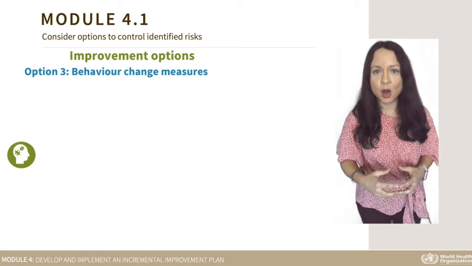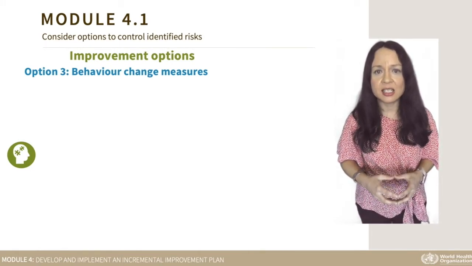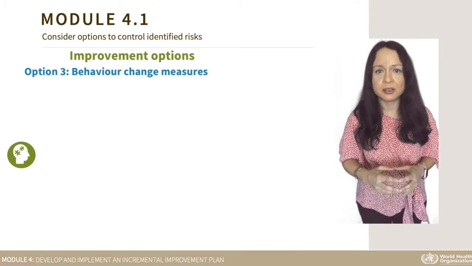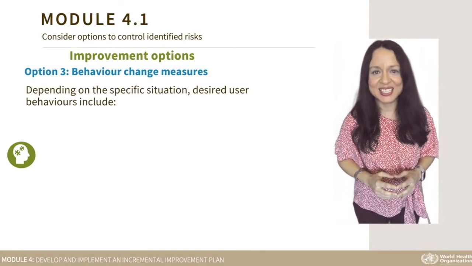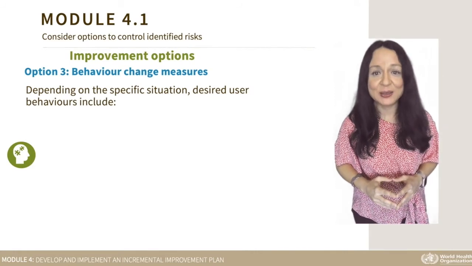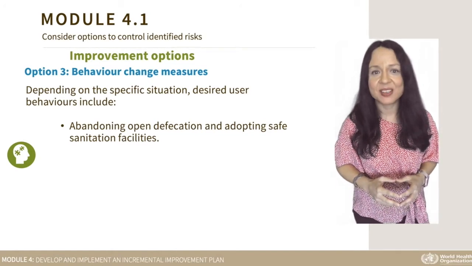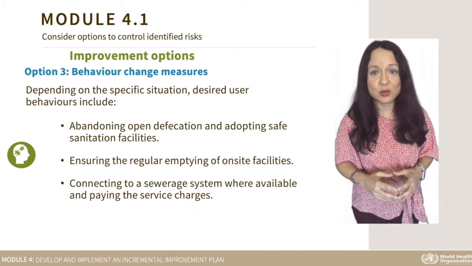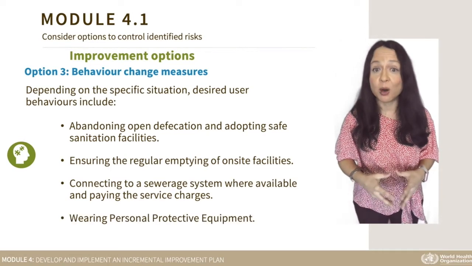Another important improvement option is behavior change measures. Behavior change is now seen as an essential component of sanitation programs. Behavior change among a range of stakeholders is necessary for sanitation interventions to improve public health. Depending on the specific situation, desired behaviors may include abandoning open defecation and adopting safe sanitation facilities, ensuring the regular emptying of on-site facilities, connecting to a sewage system where available and paying the service charges, and wearing personal protective equipment.